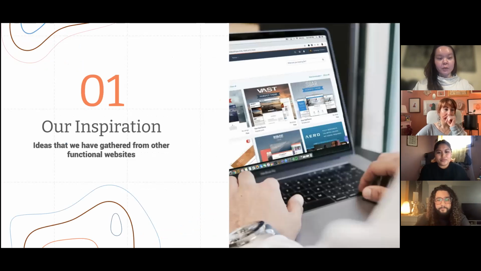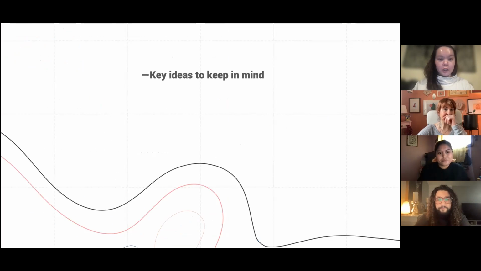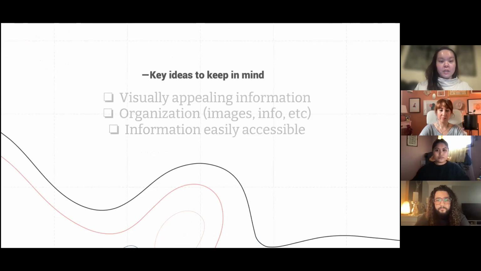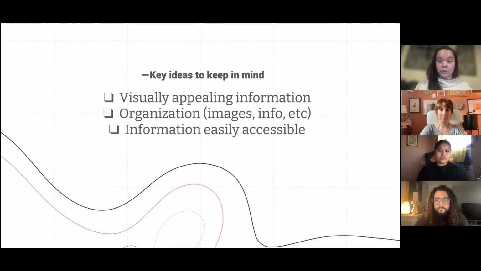So with the first one, for inspiration, the key ideas that I wanted to keep in mind when going through different websites, to see how to organize information efficiently, was to make the information visually appealing as much as we can with the amount that we have to put in. Organization of the images and the information and even links or buttons, and to make sure everything's easily accessible.